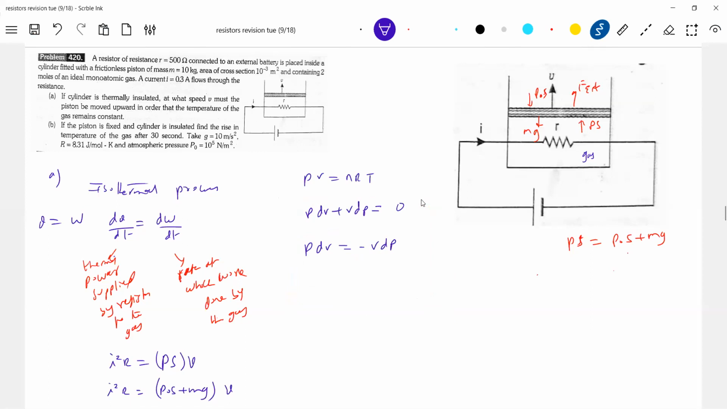dV is what? We can write PS dx by dt. Here dx by dt is the speed V, and this small v is the volume. So this will become minus V dP by P into S.